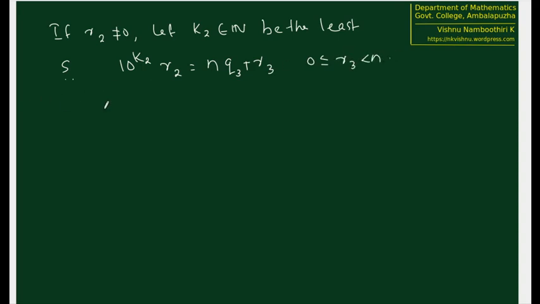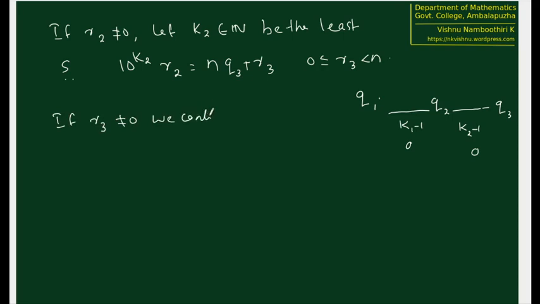Now we have q3 here, and therefore the decimal representation will be q1 point, some zeros here. How many zeros are there? There are k1 minus 1 zeros. After that we have q2, and after that again k2 minus 1 zeros, and after that we have q3. Suppose r3 is not 0. If r3 is not 0, we continue, and so on.